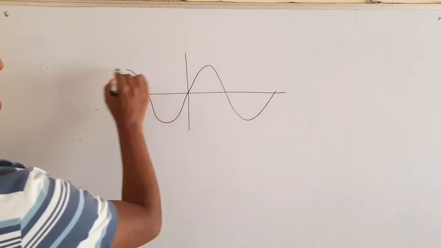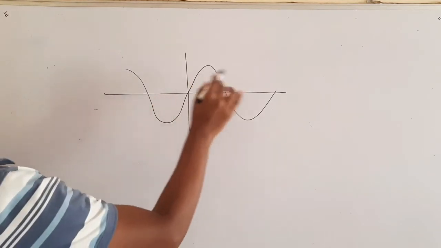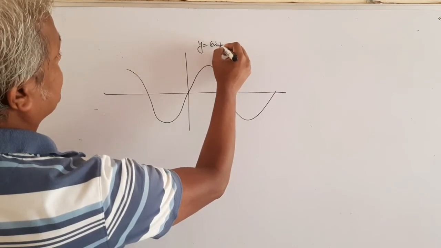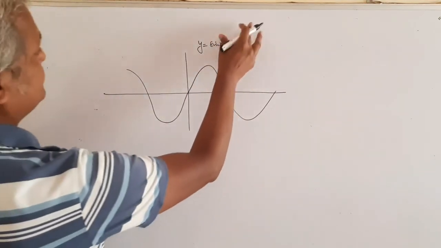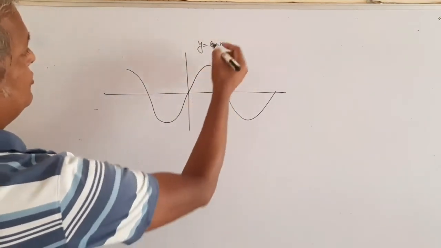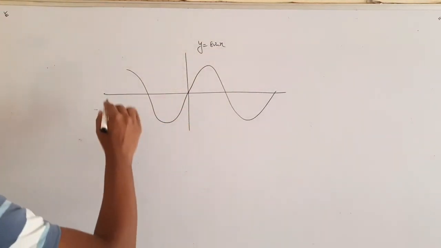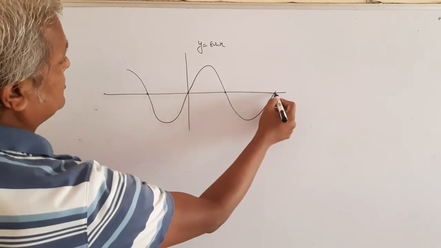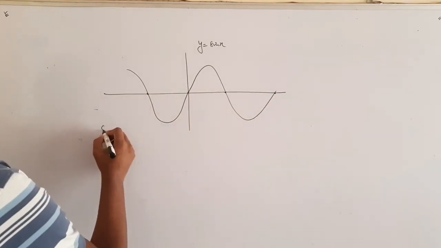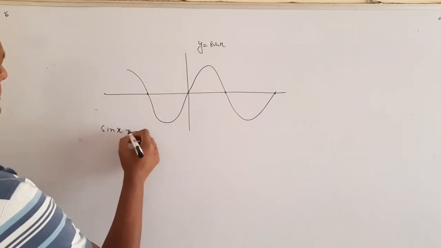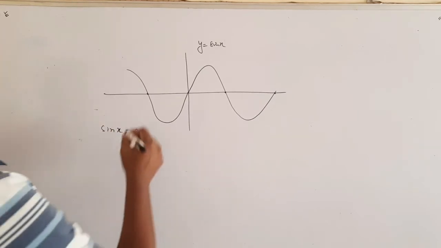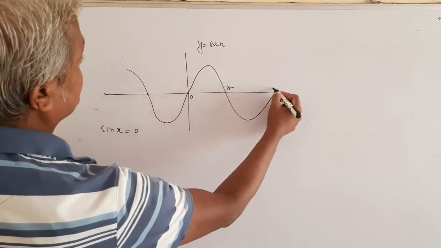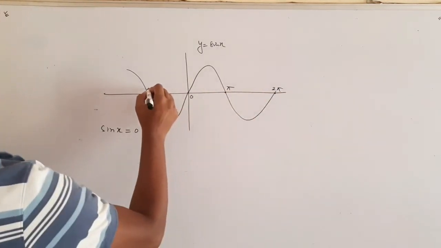So this is like that. Wherever this is sine x, y equal to sine x graph. Now this one, wherever the graph is touching the x-axis, that is 0. So it means sine x equal to 0. Sine x equal to 0 where? Wherever these values are there. And what are these values? This is 0, this is pi, this is 2 pi, and this is minus pi.